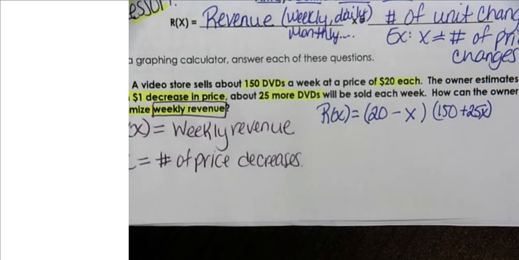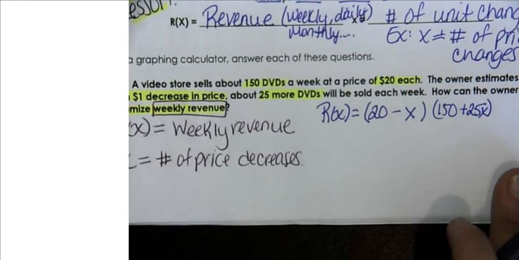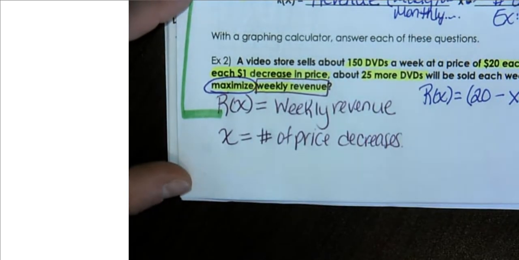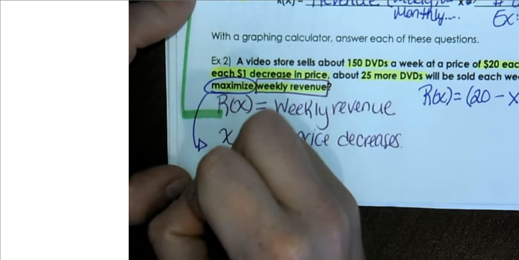So we want to figure out how the owner can maximize weekly revenue. So this is our formula, and the key word here is maximize. Whenever you see maximum, minimum, anything like that, we are always looking for the Y part of our vertex.